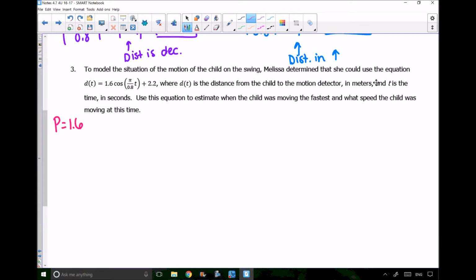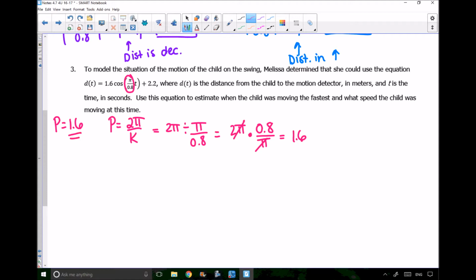So if we know our period is 1.6, and we also know that our period is equal to 2 pi over k, here we know the k value is pi over 0.8. So this means 2 pi divided by pi over 0.8. So I can get 2 pi times, multiply by the reciprocal, you get 0.8 over pi. Well, these pi's cancel out, and 2 times 0.8 is 1.6, which is the period we want. So I totally agree with this equation right here.